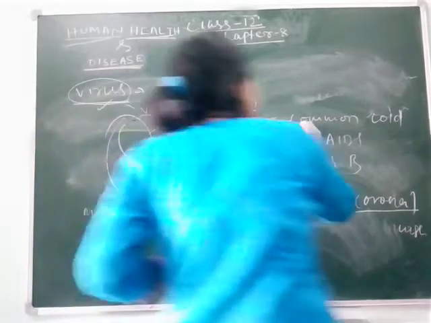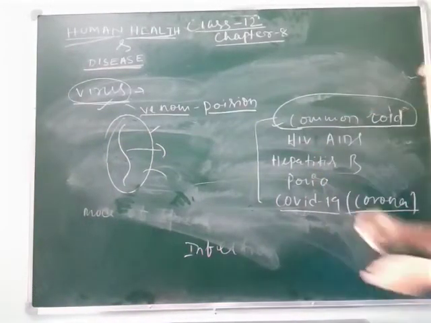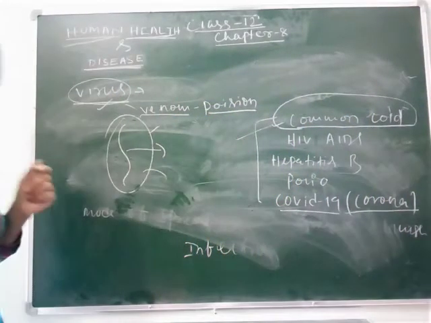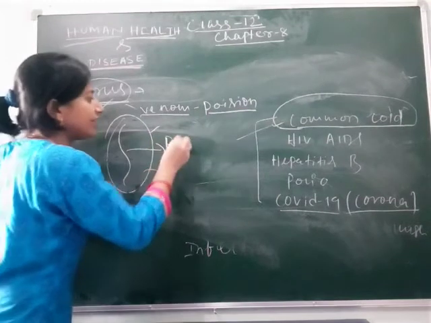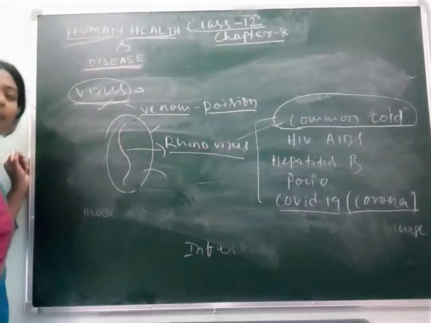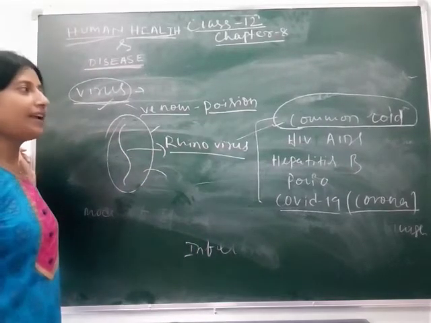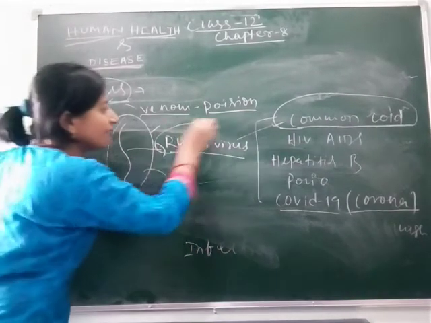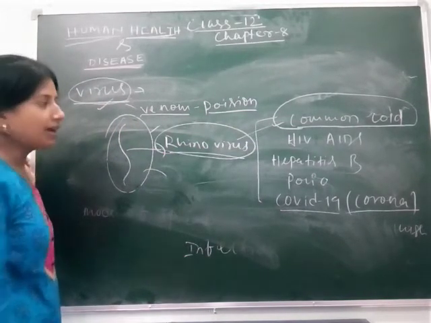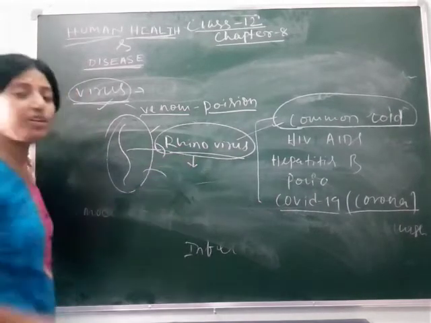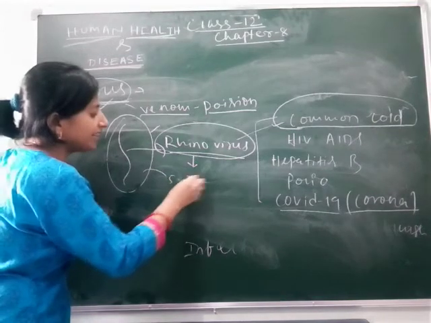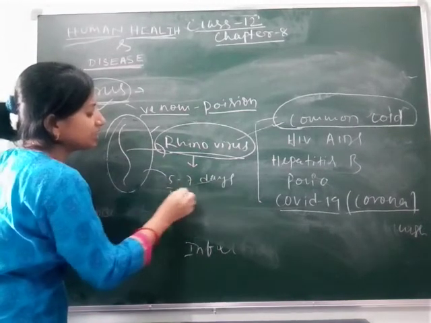Next, which we will study in this class, is the common cold. The common cold is caused by a virus that comes from the group of viruses called rhinovirus. Viruses have many groups, like genera, so there are many genera. The rhinovirus group is responsible for causing the common cold. What are its symptoms? As we know, a viral infection exists in our body for 5 to 7 days, or sometimes 3 to 7 days.